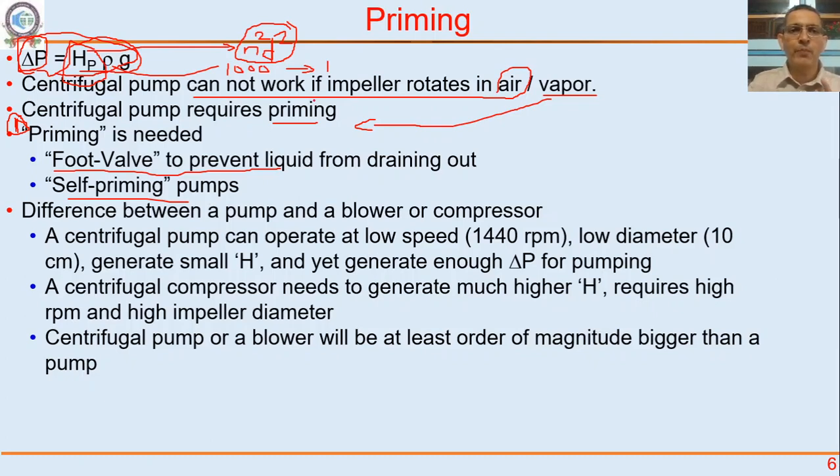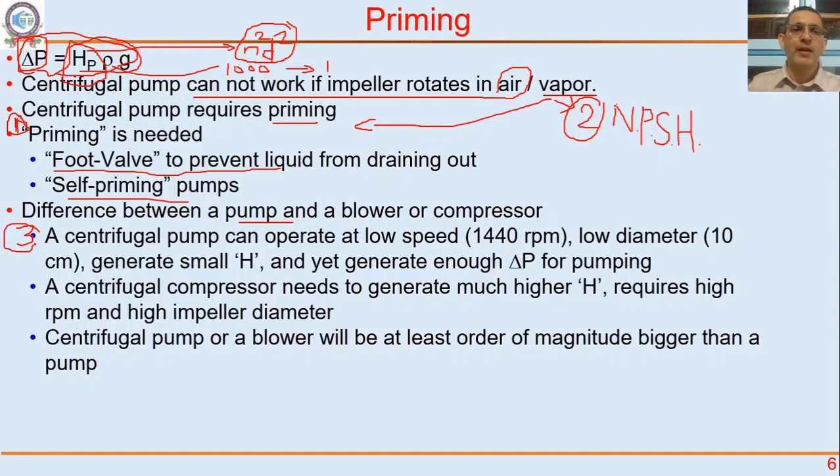The second important point is that if the pressure at the suction becomes low enough, then the liquid will vaporize and you get vapor. That's why it is important to ensure that the suction pressure is more than the vapor pressure by an amount which we call net positive suction head, because the impeller of a pump cannot work with vapors. The pressure developed will drop very, very dramatically.